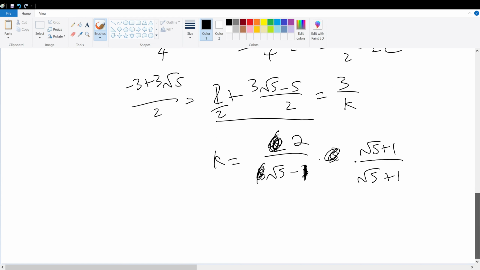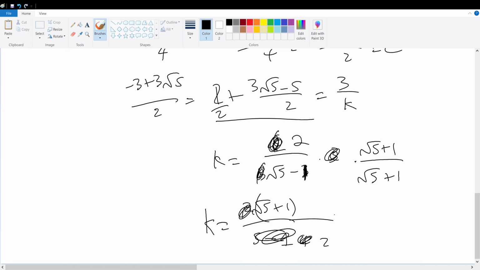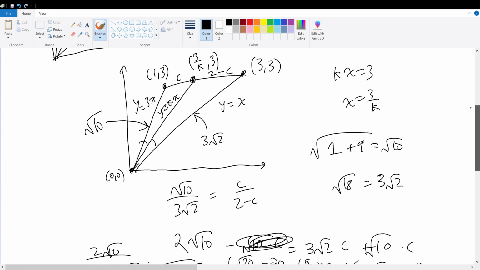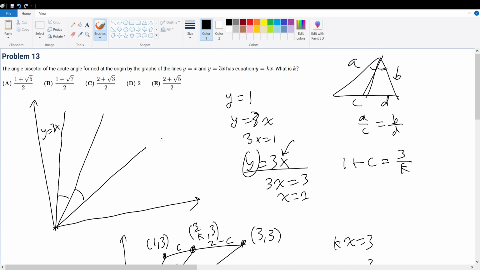So if we simplify even further, I know there's a bunch of algebra in this question. This will be 5 minus 1, and this would be 2 times root 5 plus 1, because this is equal to 4. So dividing by 2, this would be 2 in the denominator, and root 5 plus 1 in the numerator. So our answer, at last, will be root 5 plus 1 over 2. So if you scroll up, root 5 plus 1 over 2 is answer choice A, and we are done.